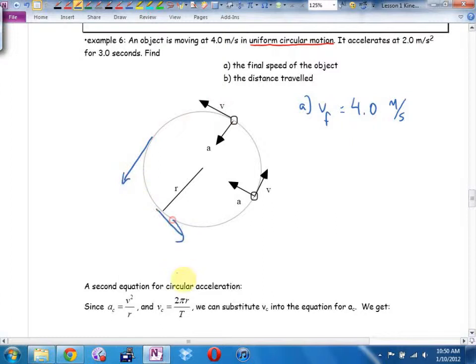B asks for the distance traveled. D equals VT. Mr. Dueck, what about plus a half AT squared? The A is towards the center. It's not in the same direction as the speeds. I cannot use them in the same expression. The distance traveled is going to be 4 times 3. It's going to have traveled exactly 12 meters in a circle.